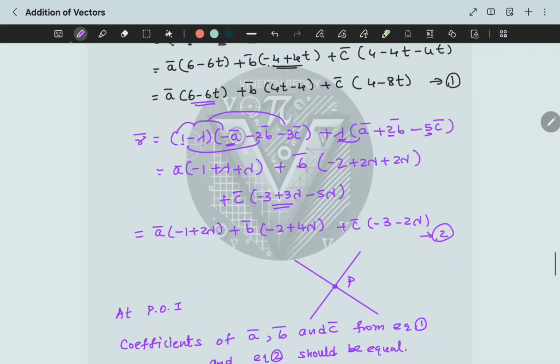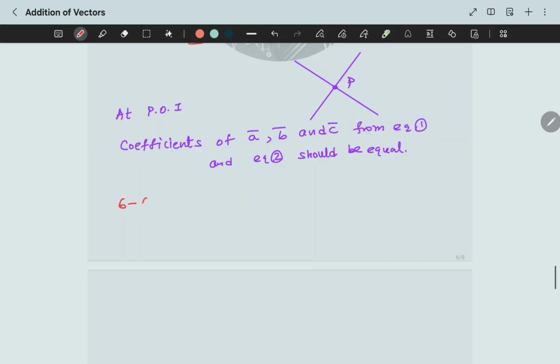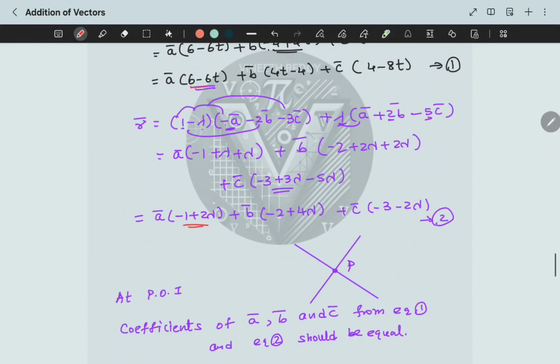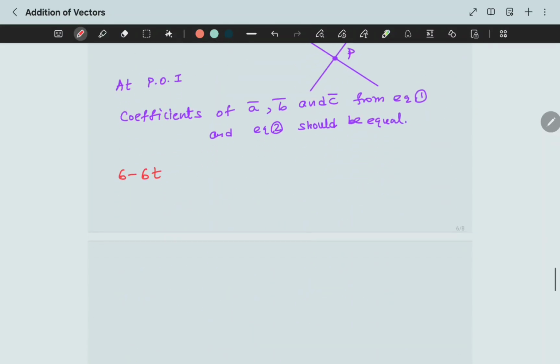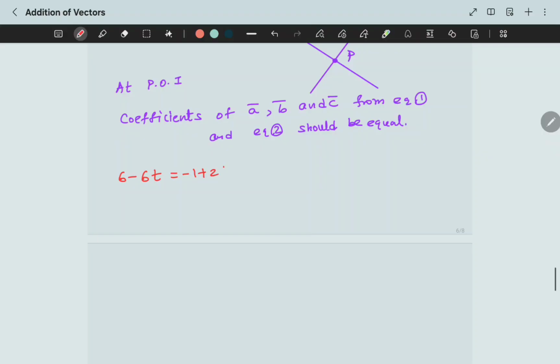That means what is the coefficient of A bar in the first equation? It is 6 minus 6t. And what is the coefficient of A bar in the second equation? It is minus 1 plus 2 lambda. So we should write 6 minus 6t is equals to minus 1 plus 2 lambda. So this is one thing. So if I bring all the terms to the right hand side, I will get 2 lambda plus 6t, minus 6t if it comes to the right hand side becomes plus 6t, minus 1 and minus 6 should be minus 7. Right, let us say this is equation 3.